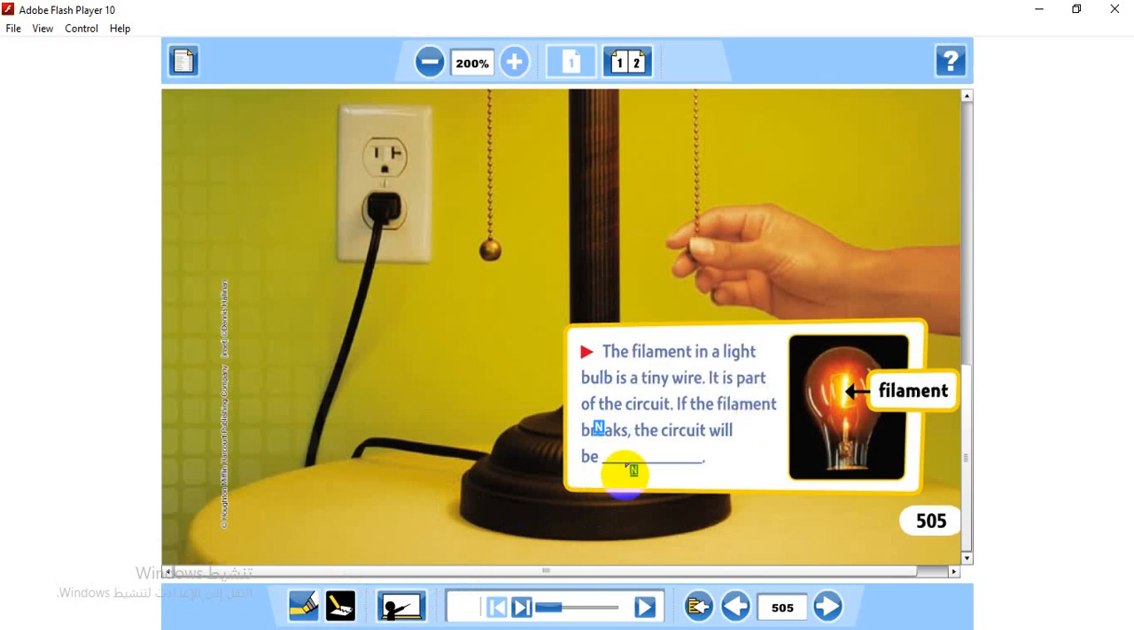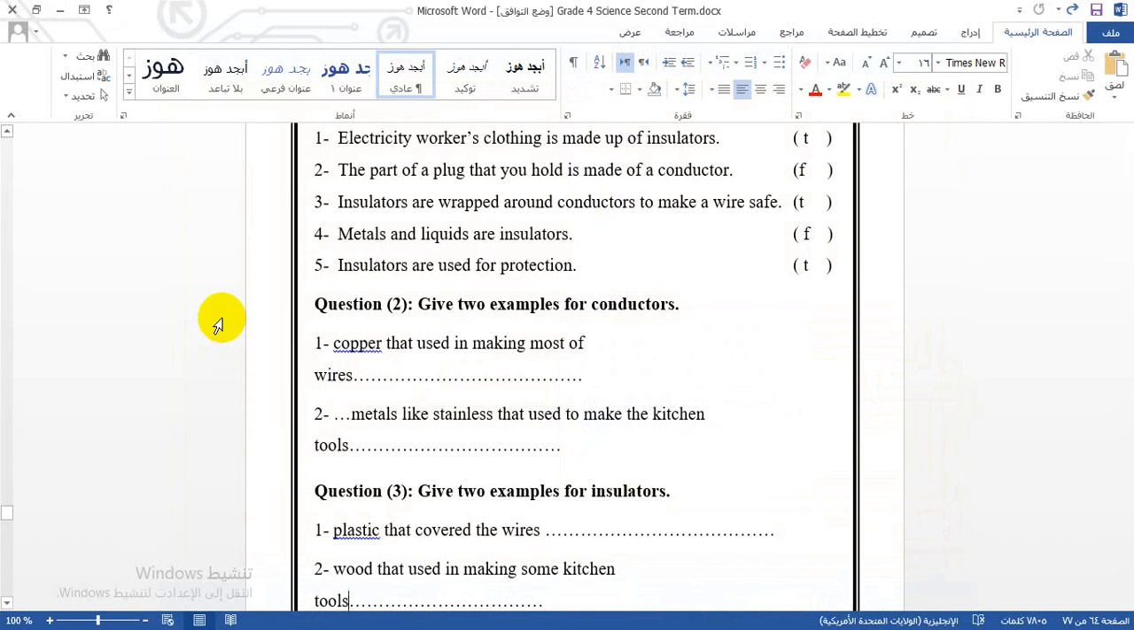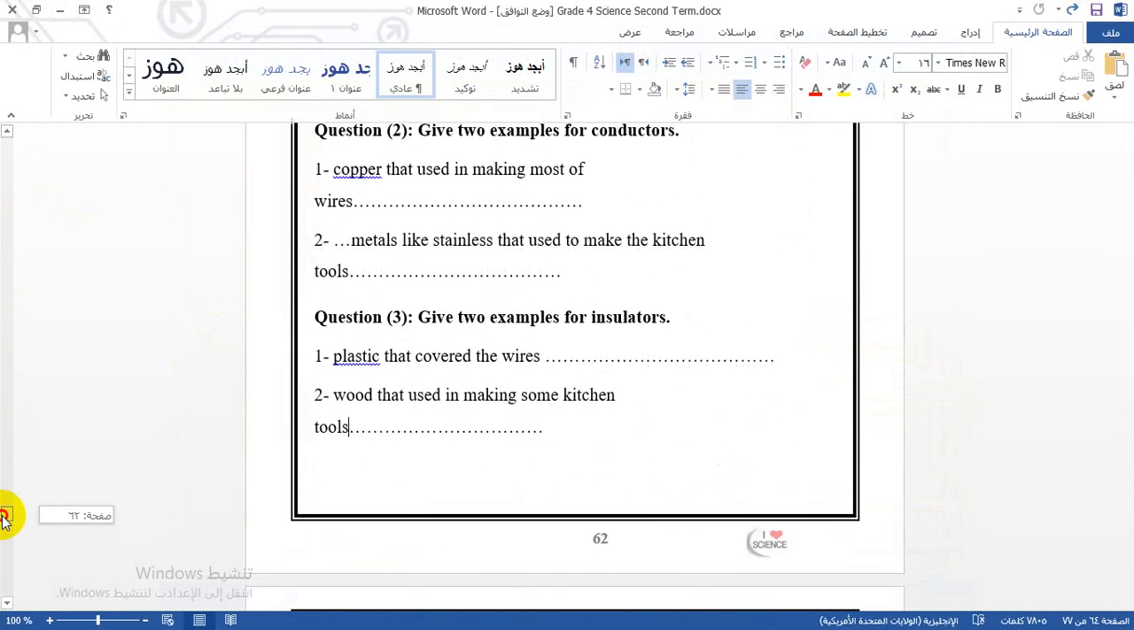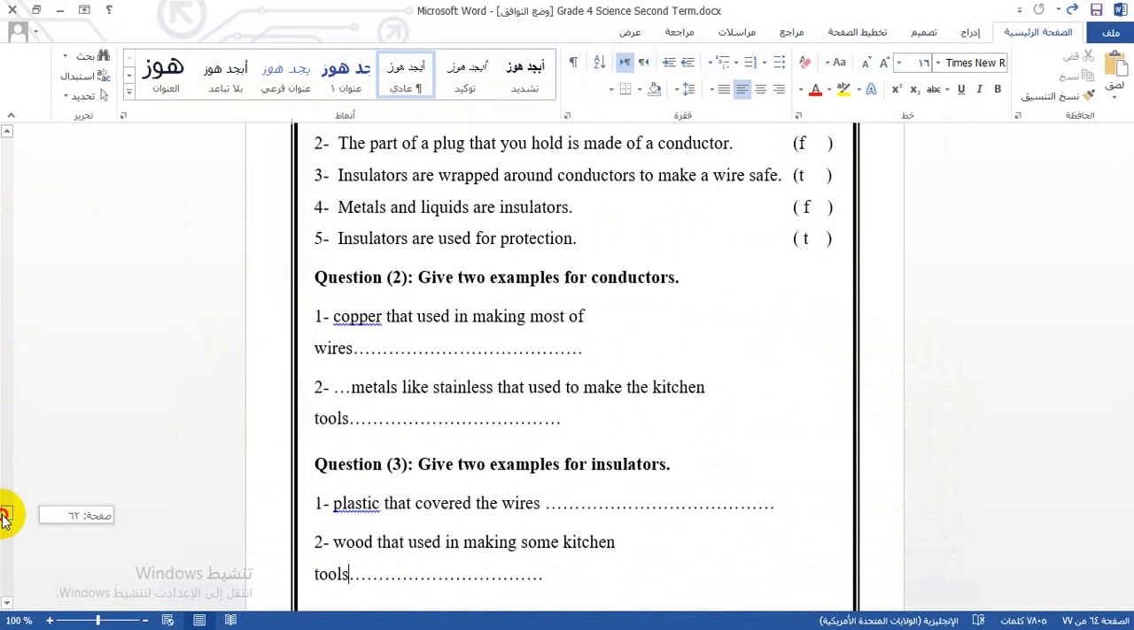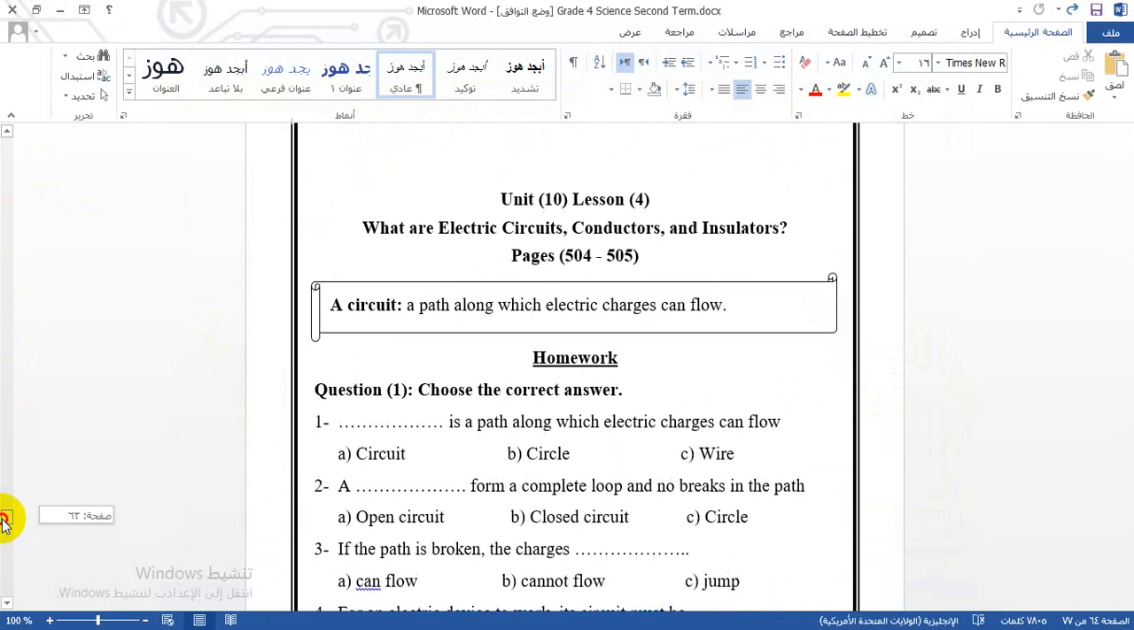Now solve with me the activity in the booklet. Please open your booklet, page 63. Let me check. Yes, this one, page 63. Okay, question number 1.